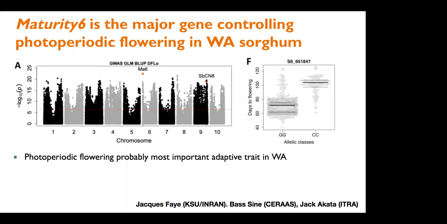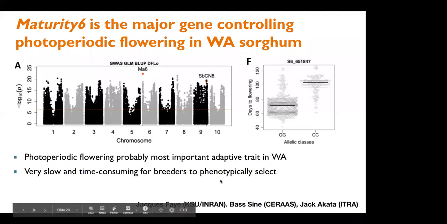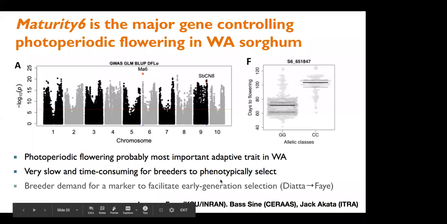This is probably the most important adaptive trait in West Africa. I think most people would agree with that. The Malians have worked a lot on that. ICRISAT has worked a lot on it. And it's actually really slow and time consuming for breeders to select phenotypically because you need pure lines. You can't do early generation selection. You need multiple planting dates or multiple locations. So the breeder demand for a marker is there.